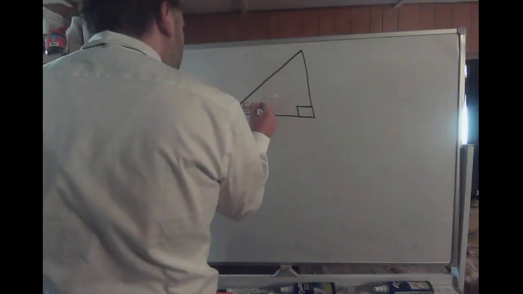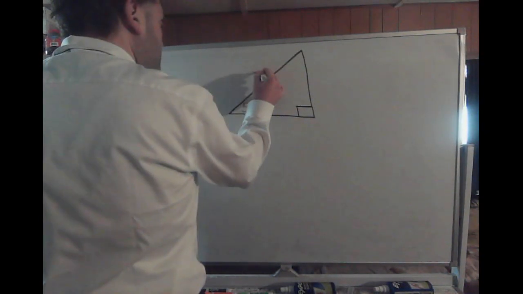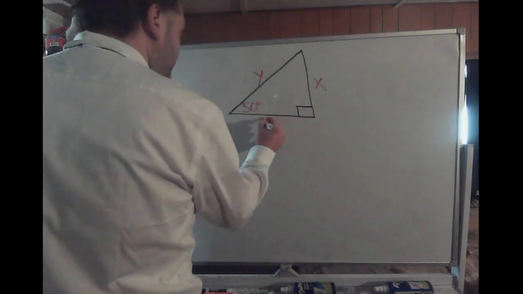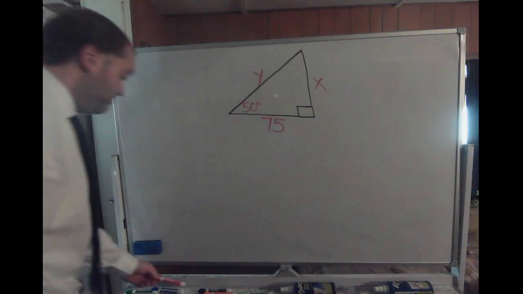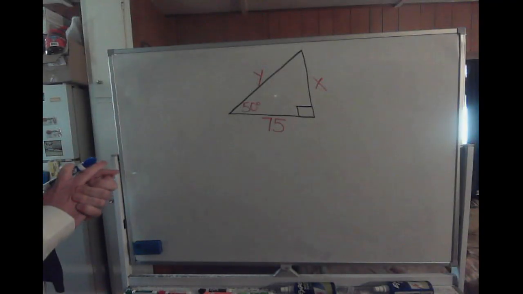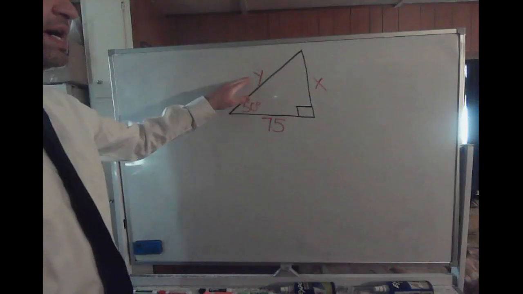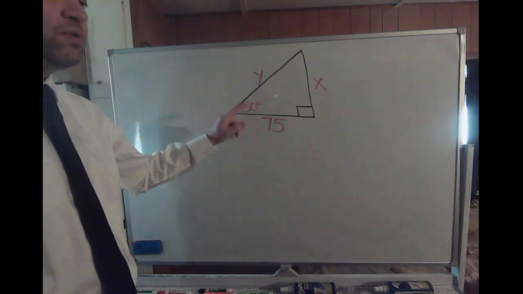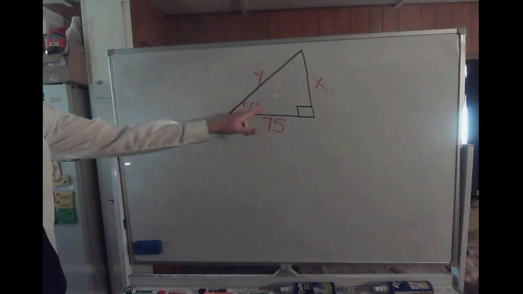50-degree angle. y, x, and then the leg is 75. Now, here's a fun one. This time, we don't know the length of the hypotenuse, that's y. We don't know the length of this one leg, that's x, but we know the length of the adjacent leg, 75, to this 50-degree angle.